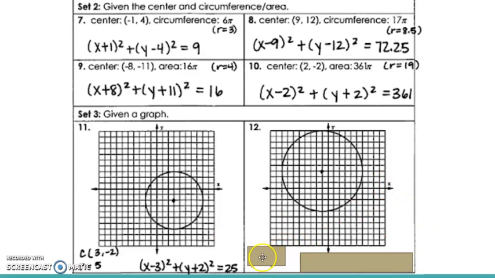12, same way, I'm going to start with that center, and the center is -1, 3. And then I'm going to find my radius by counting any direction how many spaces we went. Once I have that, I'm going to plug it into the equation of the circle and get my final answer.